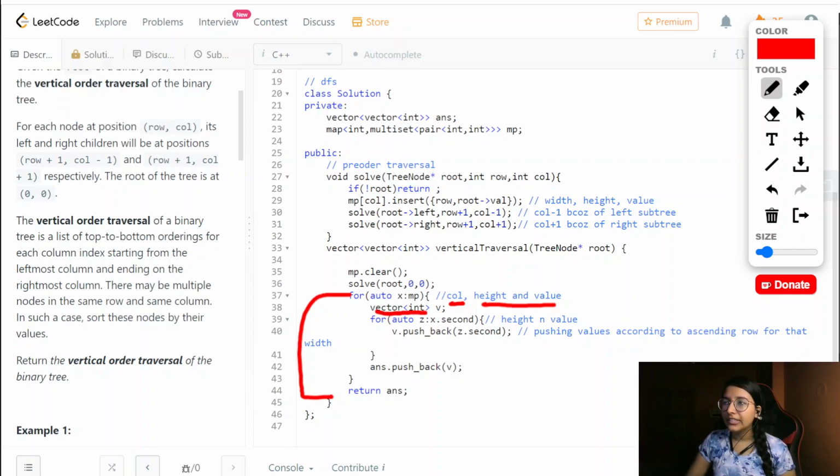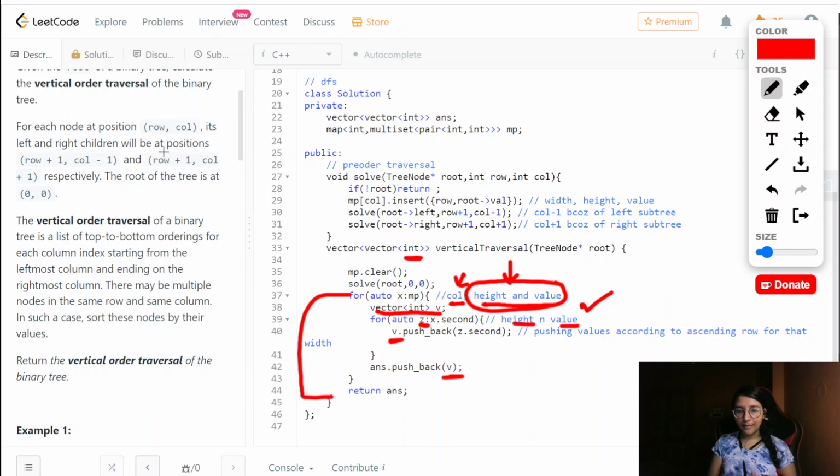Now we will initialize this vector v each time we start with the first column or any other column. Then we iterate with auto z. That simply means that from this x we are taking an element, whose first is the column, but its second has our height and value. So in x dot second we have two values, height and value. We need the value, which we push into our vector so that we can push it into our answer, because we are required to return the int value.